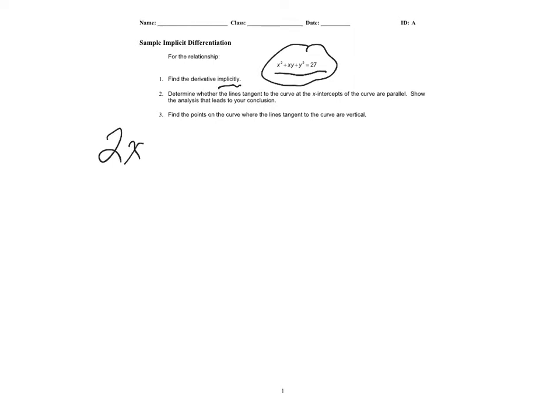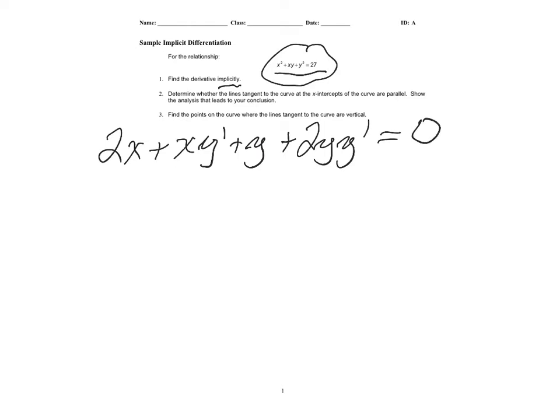And then for the derivative of x times y, we need to use the product rule. So x times y prime plus y times the derivative of x, which is just 1, plus the derivative of y squared, which, using the chain rule, would be 2y y prime. And that's all going to be equal to 0 because the derivative of a constant is always 0.